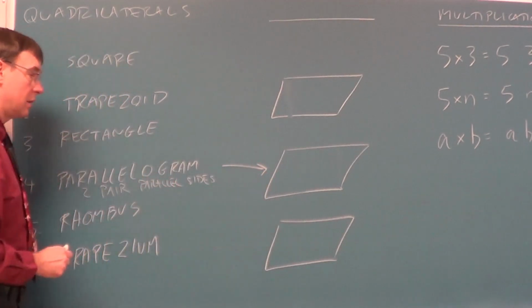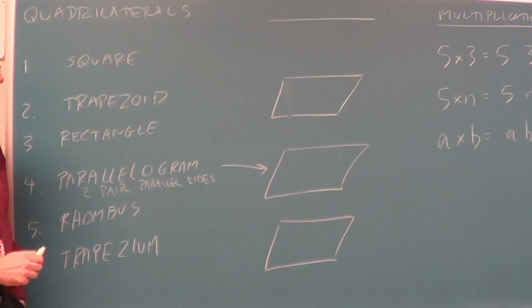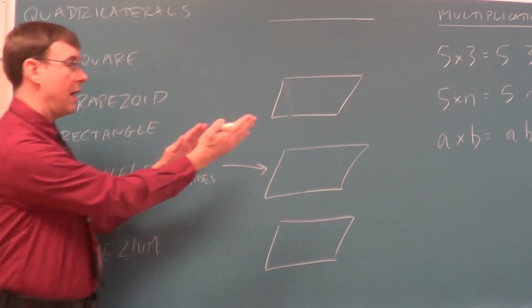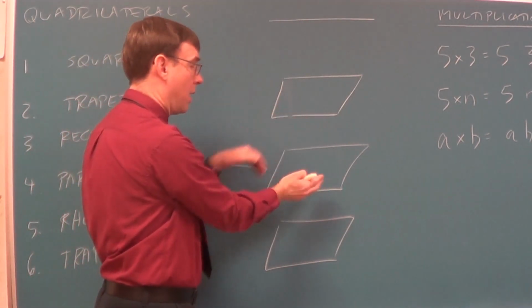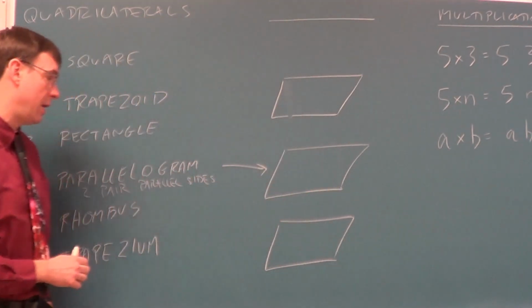So a picture like that. Okay, if you have two pairs of parallel sides, right and left are parallel, top and bottom are parallel, that makes it a parallelogram.